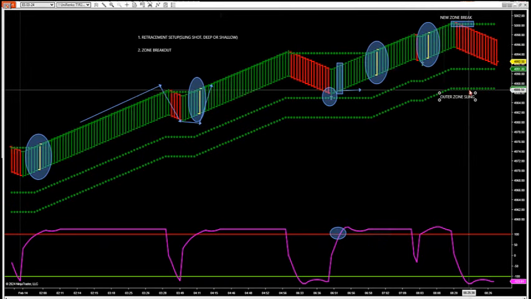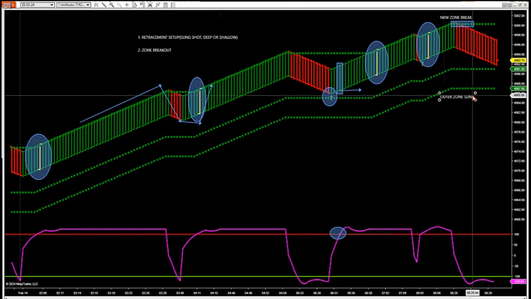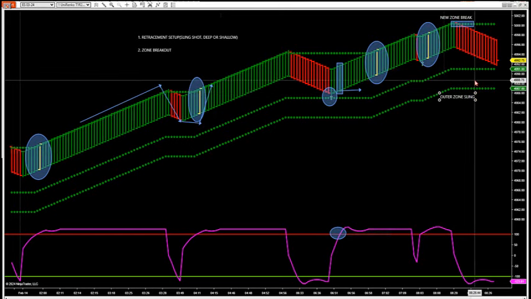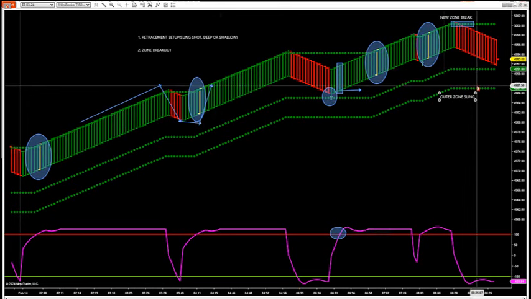Remember, an outer zone is going to close at least one candle below this outer zone and then close back inside of it. So the candle's actually got to close back inside of that zone. And once it closes back inside that zone, then we have a setup for an outer zone trade.